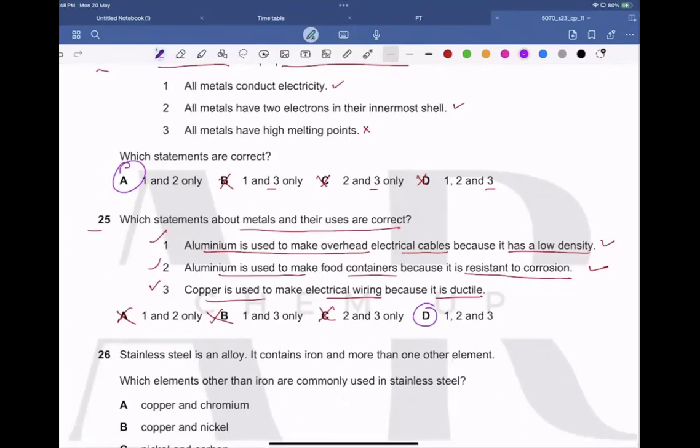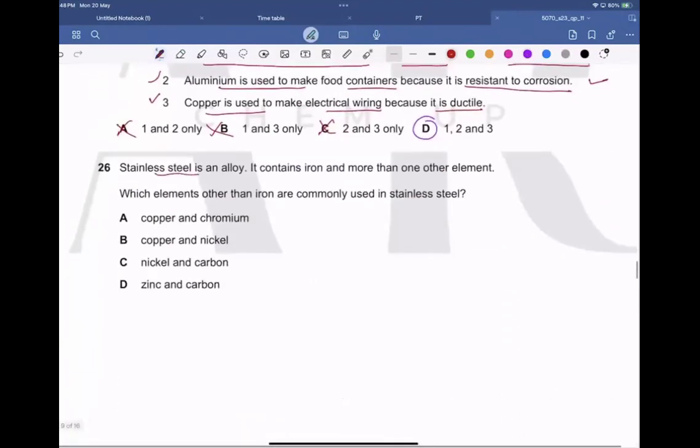Okay. Now question number 26. Stainless steel is an alloy. It contains iron and more than one other element. Which elements other than iron are commonly used in stainless steel? So the most common ones are carbon, and I think carbon and nickel.